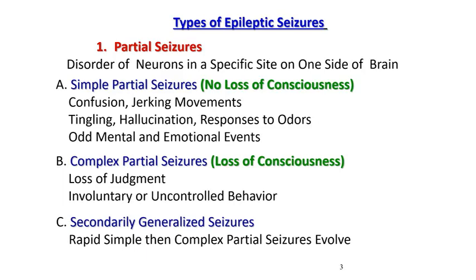These classifications are starting from simple conditions showing no loss of consciousness, starting from just jerking movements, confusions, and ending with this secondarily generalized seizure that is a complex condition involving, as I told you, one side of the brain, accompanied by loss of consciousness and involuntary behavior.